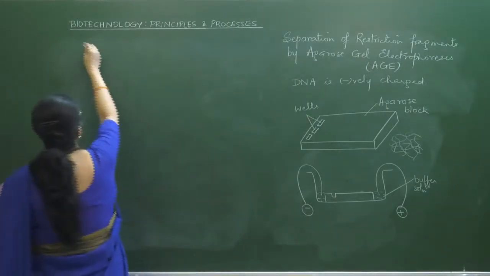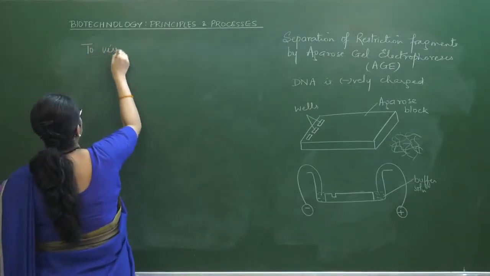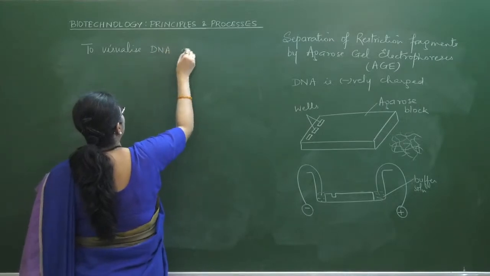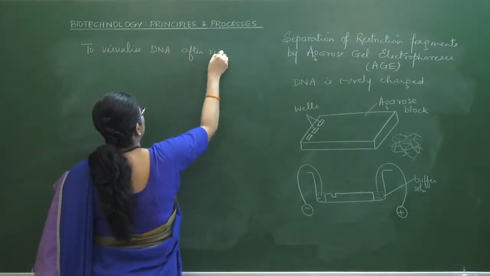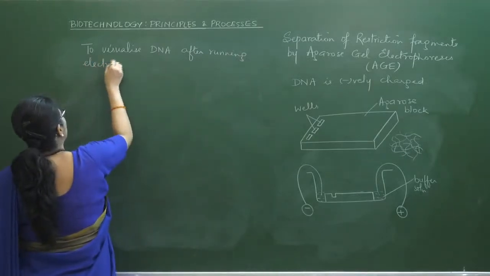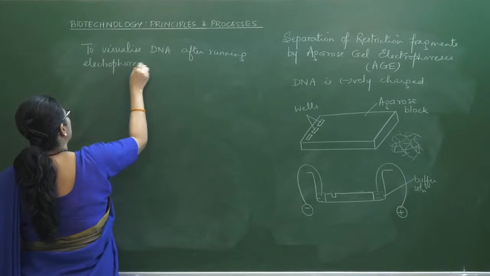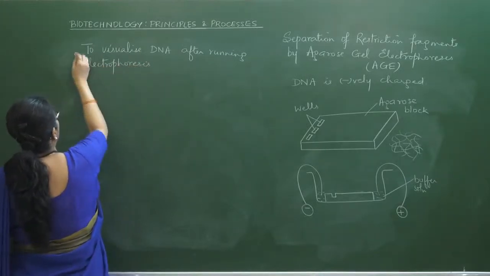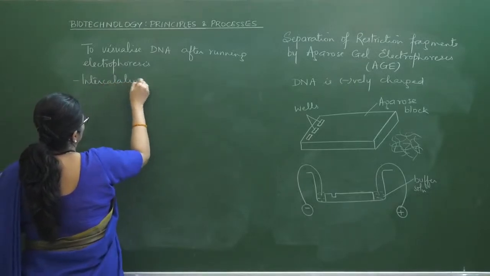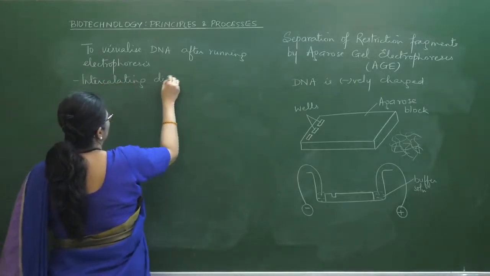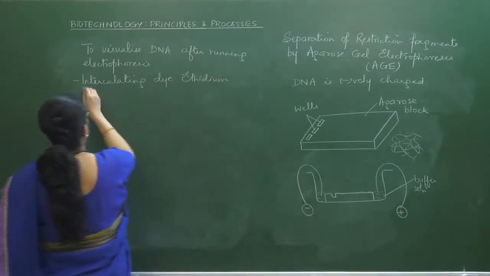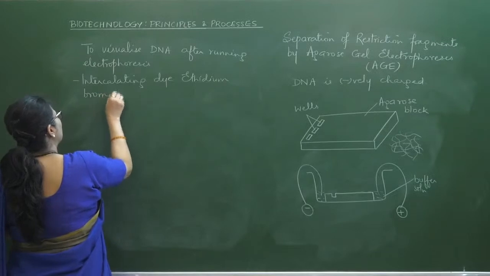Okay, so we'll just mention all this. So to visualize DNA after running electrophoresis, intercalating dye ethidium bromide is used.